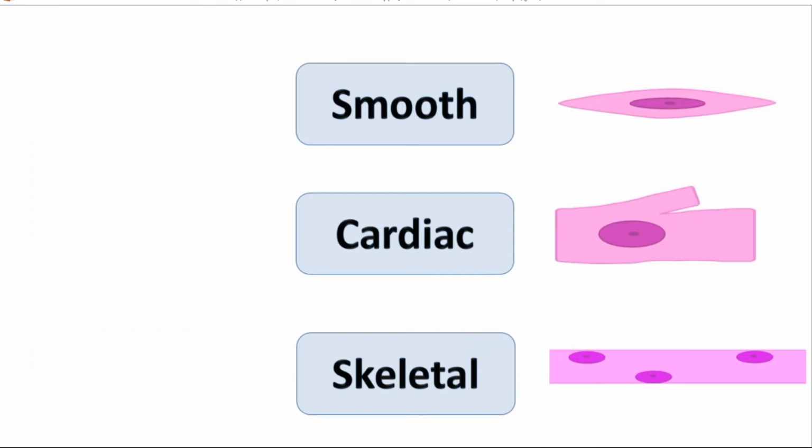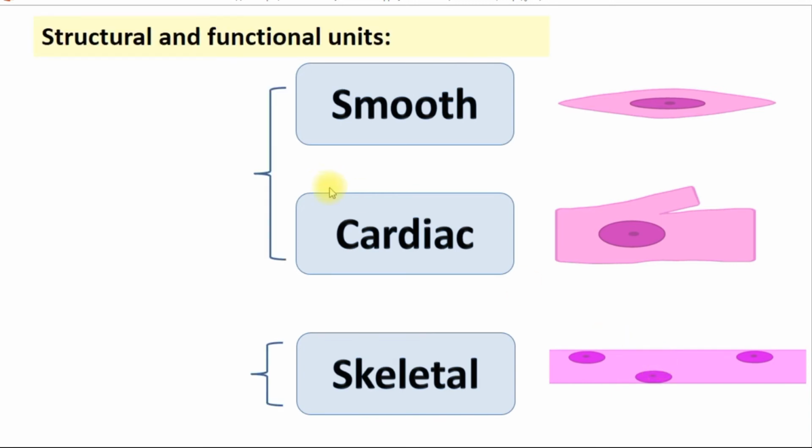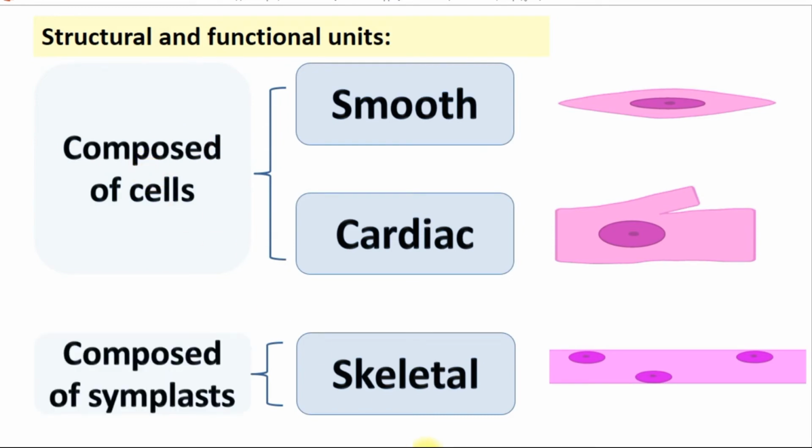According to structural and functional units, smooth muscular tissue is made up of smooth myocytes. Cardiac muscular tissue is made up of cardiac myocytes, and skeletal is made up of skeletal muscle fibers, so it's a myosymplasm. So smooth and cardiac are composed of individual cells. Skeletal is composed of symplasms or myosymplasms. They are supracellular structures. It's another feature of classification. Smooth and cardiac are composed of cells, skeletal is composed of symplasms.